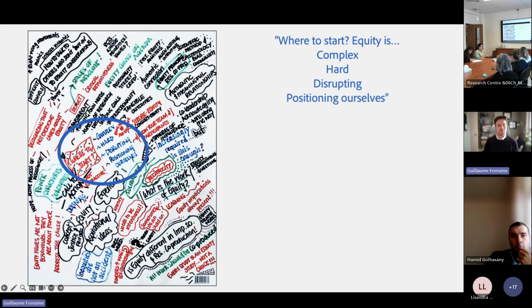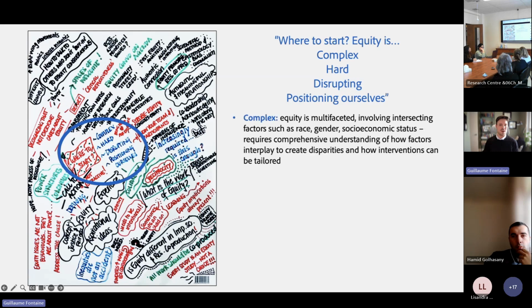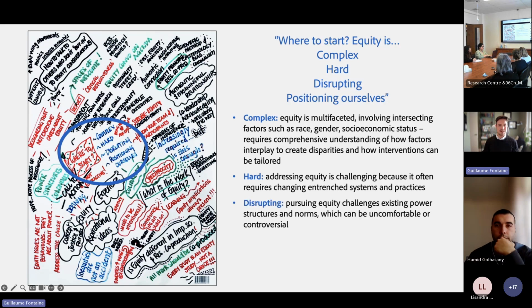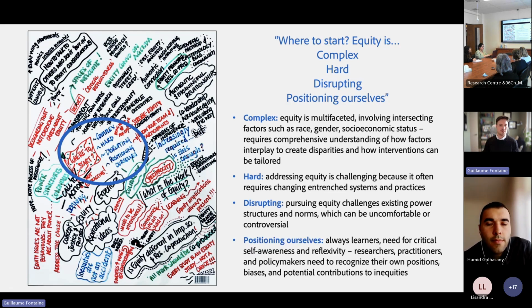Then what also came up is that doing equity-oriented work is complex, hard, disrupting, and we need to position ourselves. Complex because, of course, we're looking at many different factors, including ethnicity, gender, socioeconomic status, and so on. Hard because we're going to need to change some entrenched systems and practices often. It's also disrupting because we're looking at changing power structures and norms, and that can be, of course, uncomfortable, controversial as well. And also positioning ourselves because we always should be learners around equity and having self-awareness and reflexivity.